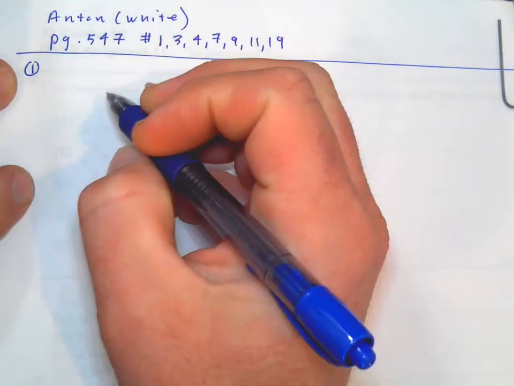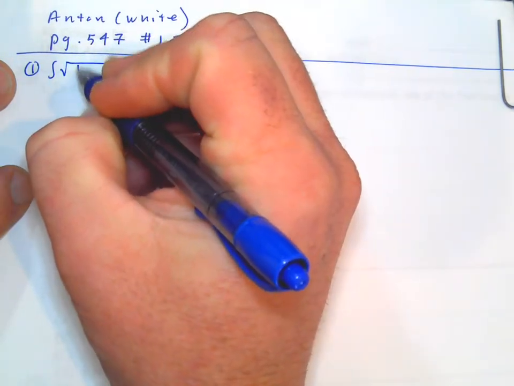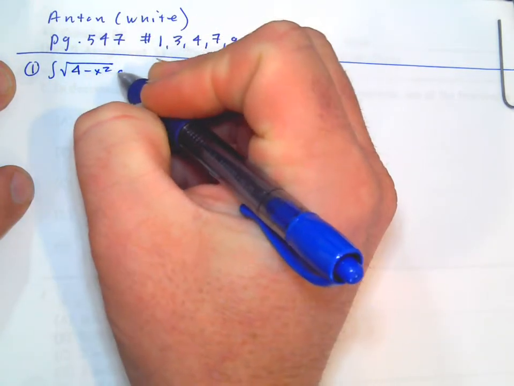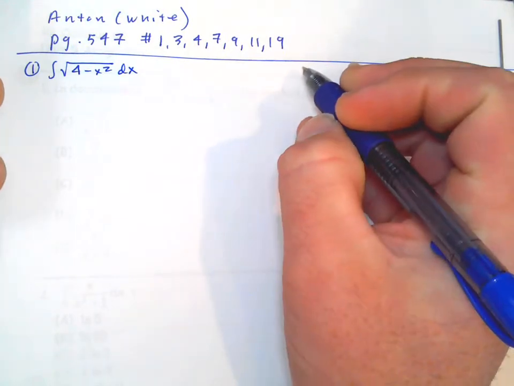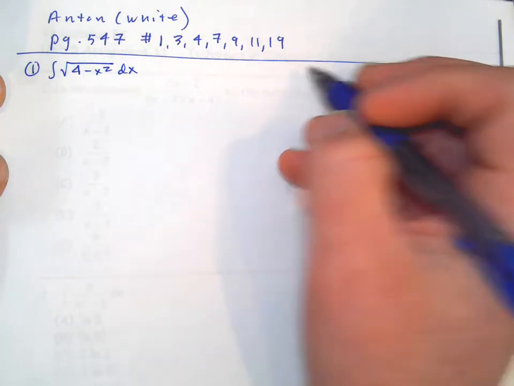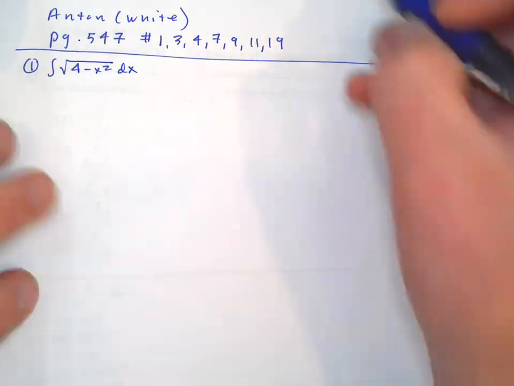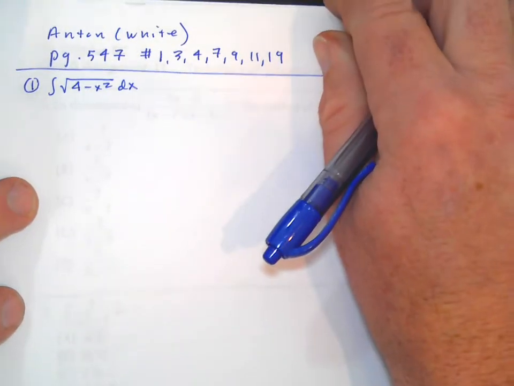Number one was the integral of square root of 4 minus x squared dx. If you tried to use substitution, it would not work. Okay, so we can't use substitution. So we're going to use these at least once on your homework.